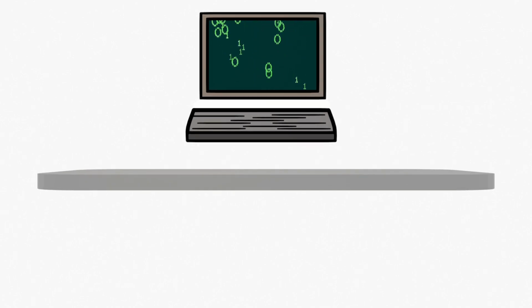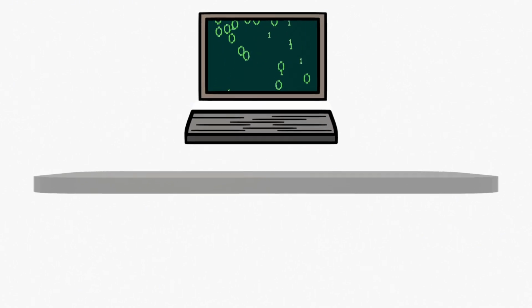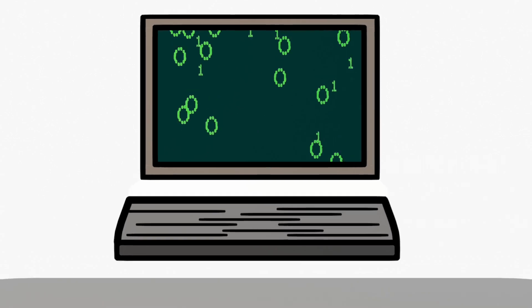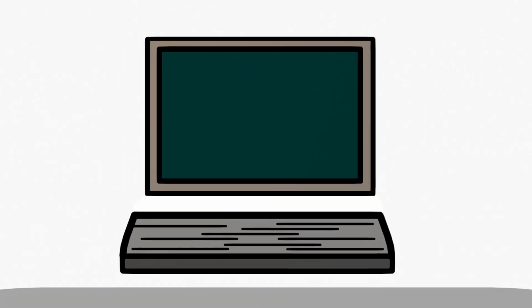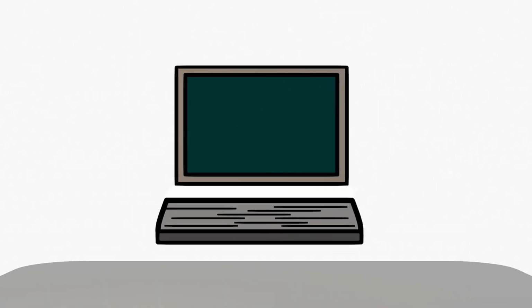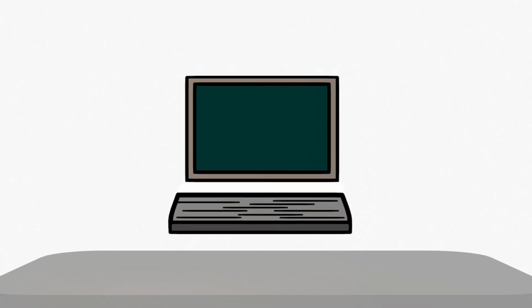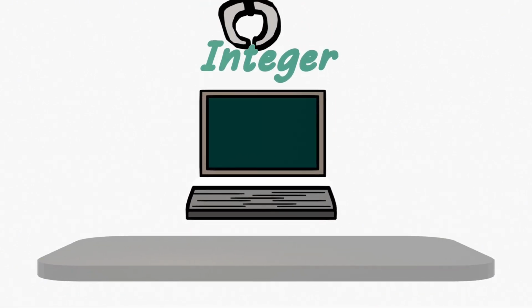A computer uses zeros and ones. That's all it knows. It uses those zeros and ones to calculate everything, and it must calculate the zeros and ones in different ways depending on what data type. So, without the data type, it just sits there confused. We're going to start off with a very simple one. We're going to start off with integer.